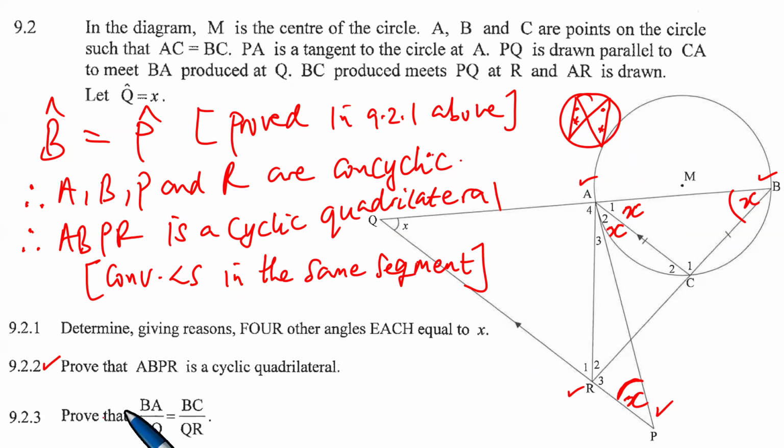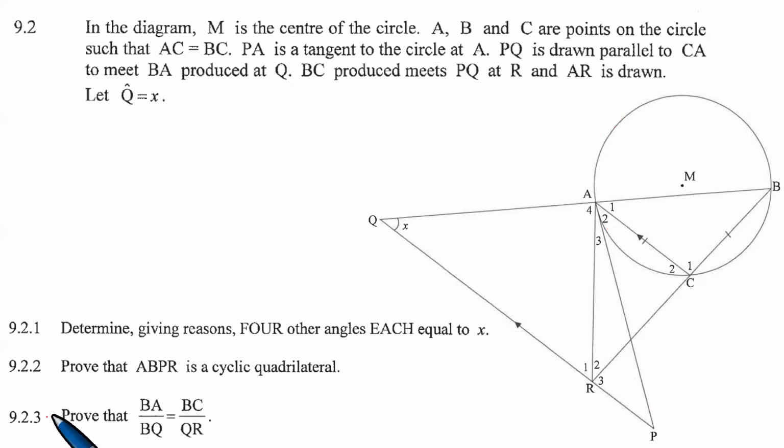We need to now do 9.2.3. We need to prove that BA over BQ. Let's do that very attentively. We're looking at 9.2.3 right now, and in 9.2.3 we already know some of the things. Like we already know this one is X, X, X, X. And we already know that these are concyclic.